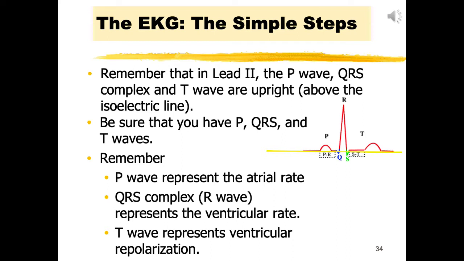Remember that the P wave represents atrial rate and the atria contracting. The QRS complex, or the R wave, represents the ventricular rate and should correspond with the patient's pulse. The T wave represents ventricular repolarization.